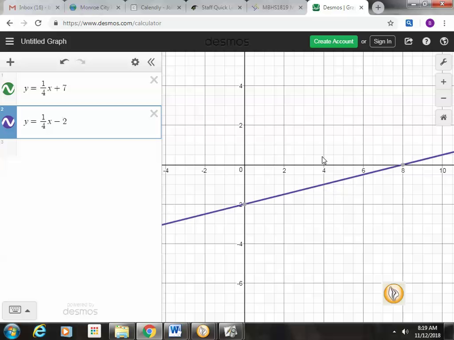Now, it would make sense that two parallel lines have the same slope, right? Because what is slope describing? The angle, right? The steepness, how steep our graph is. If they have the same steepness, that would make sense that their slants are the same. They have the same slope.